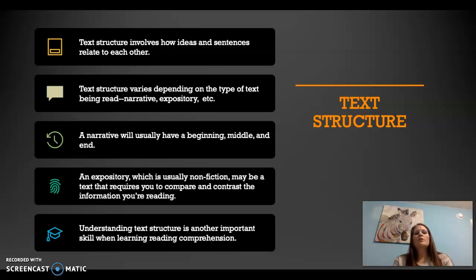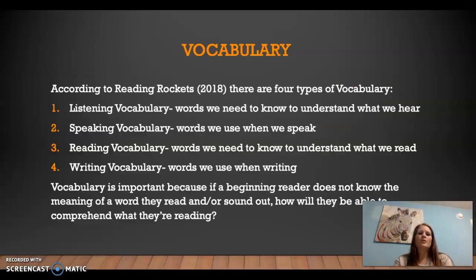Text structure. Text structure involves how ideas and sentences relate to each other. It also varies based on the type of text you're reading, whether it's narrative or expository, etc. Narrative is usually fiction, and you're going to have a beginning, middle, and end. Expository is a lot of times nonfiction, and instead of a beginning, middle, and end, it might be compare, contrast, or something like that. The way each is set up, you're going to have to be able to go back and forth in the text structure to comprehend what the author is trying to say to you. Understanding text structure is another important skill when learning reading comprehension.